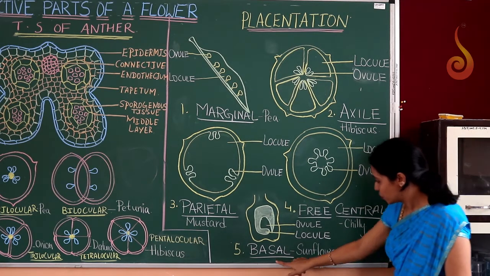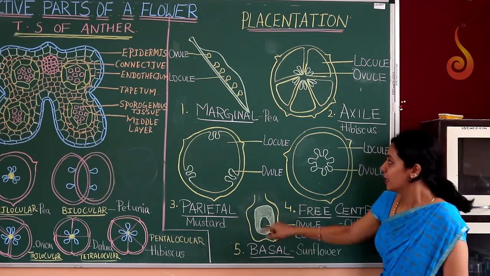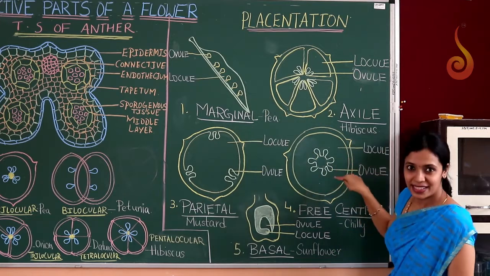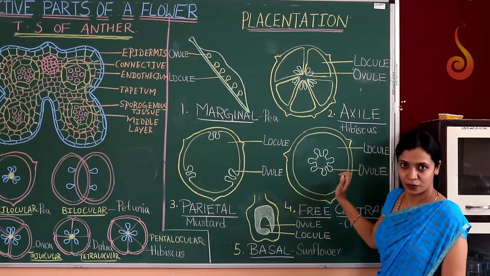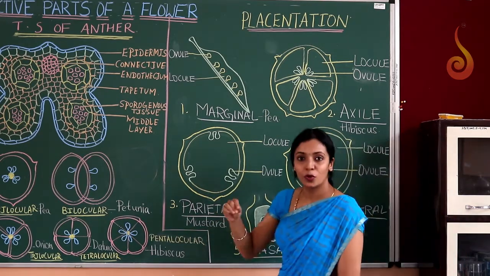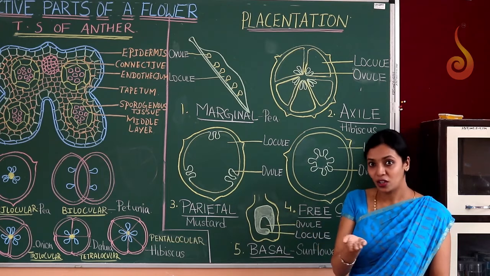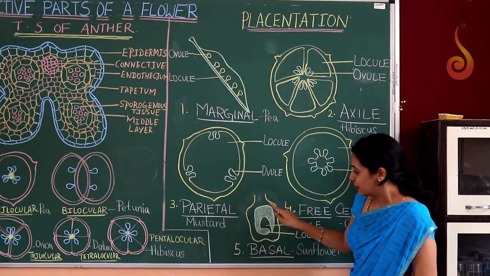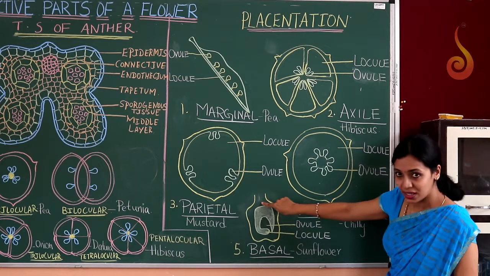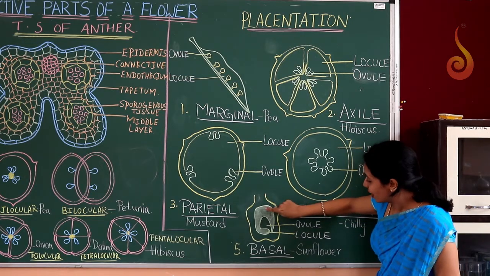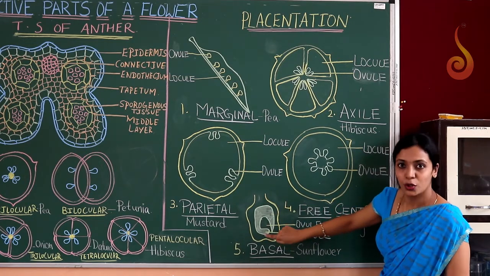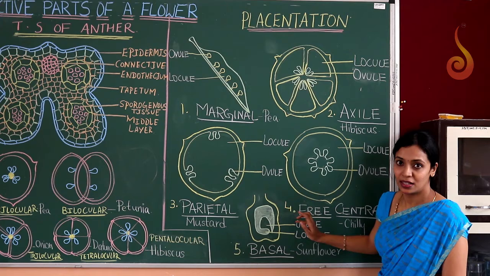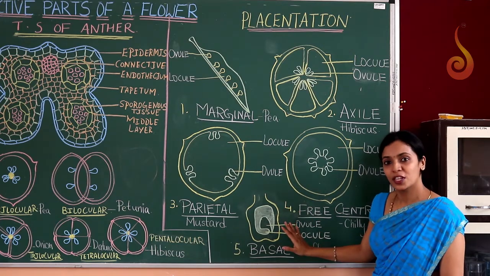Okay, the last one is called basal placentation. In the first four types, these diagrams are transverse sections of the ovary. That means the sections are taken horizontally. For this one, the ovary section is vertical. There is a single chamber in the ovary, as you can see, and the ovule is attached to the base, due to which it is called basal placentation. One example for this is sunflower.